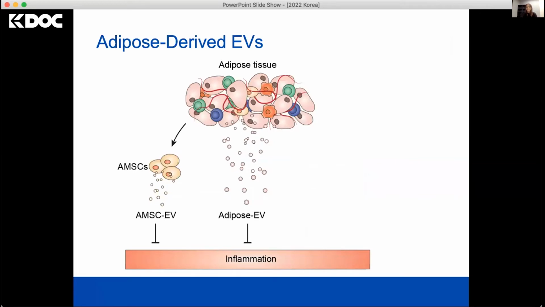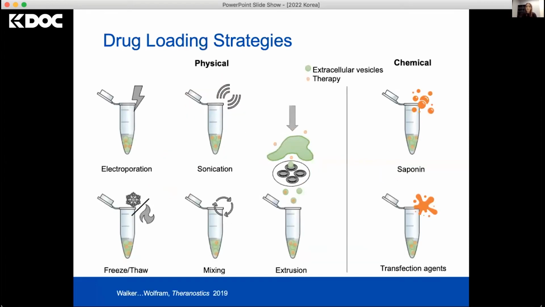But then we asked, could we go one step further to improve the therapeutic benefits? Could we load these adipose tissue extracellular vesicles with drugs for combination therapy, to exploit both the intrinsic anti-inflammatory properties as well as, using conventional drugs, for example, to boost this effect? There are several strategies that can be used to load drugs into extracellular vesicles post-isolation.